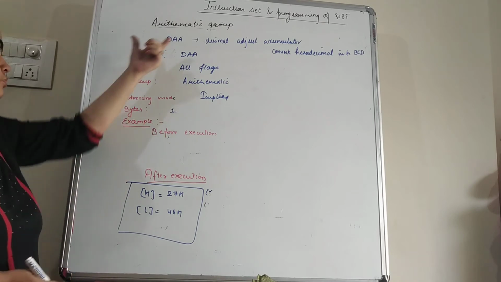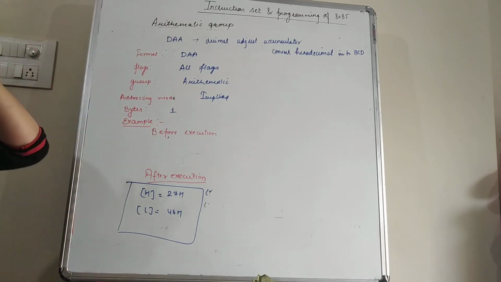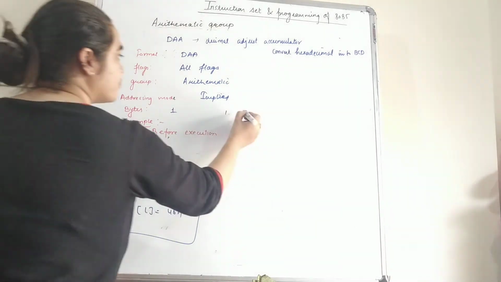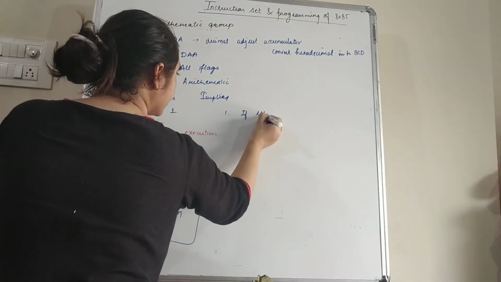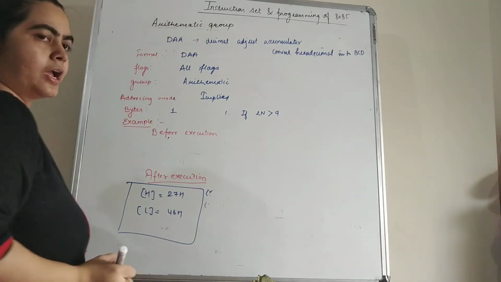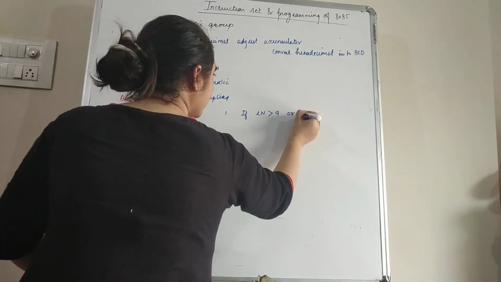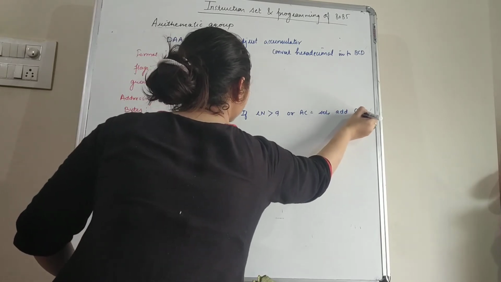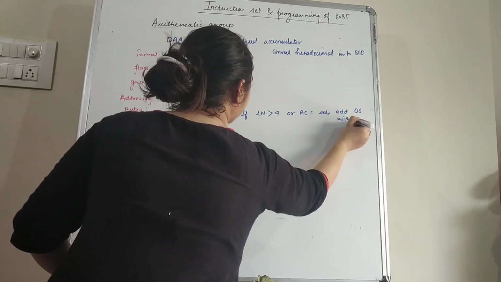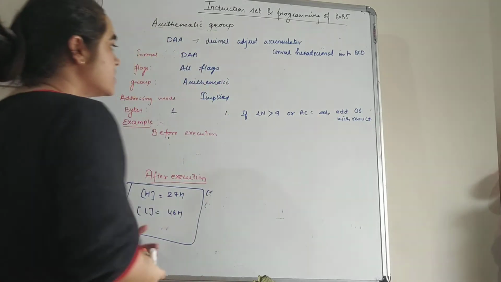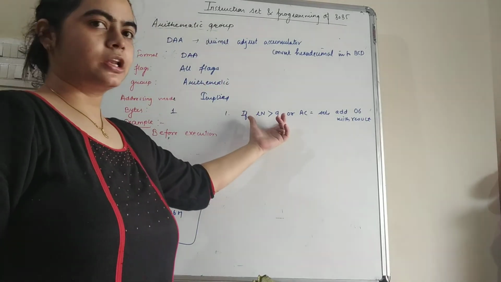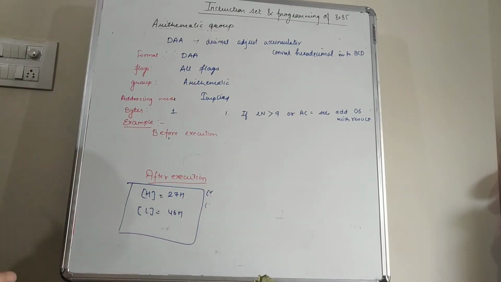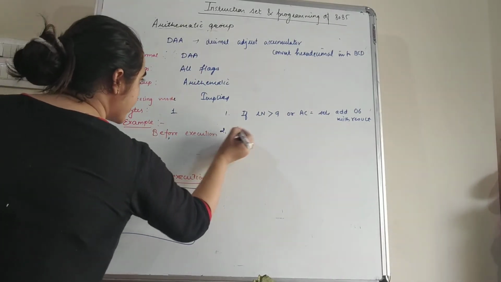Now students, for executing this instruction we have 3 rules. First rule is, if the lower nibble of the result is greater than 9 or the auxiliary carry is set, then we add 06 with the result.